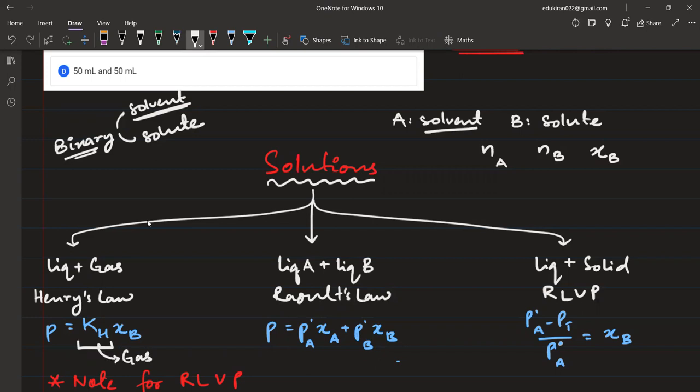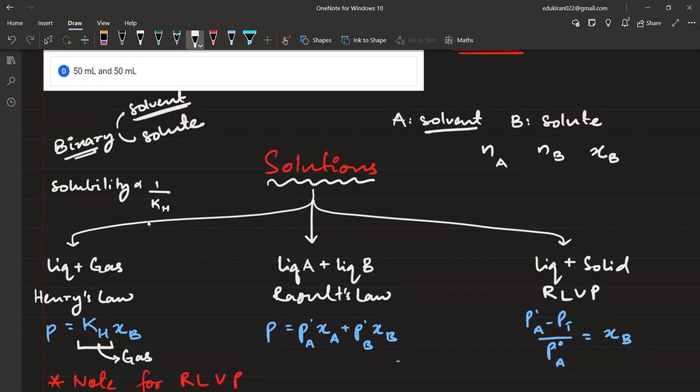And what does this KH tell you about the gas? Solubility. So solubility kya hogi? If KH is higher, solubility will be less. Yeah, very good. Solubility is inversely proportional to KH of a gas. Okay, in Henry's law. Next, we have a liquid A and a liquid B.